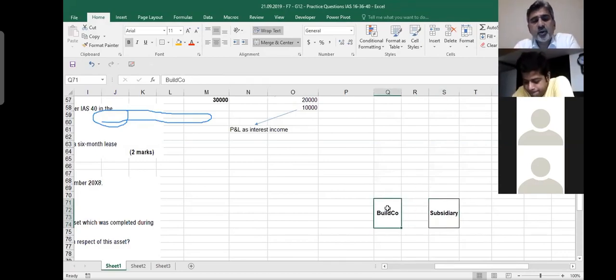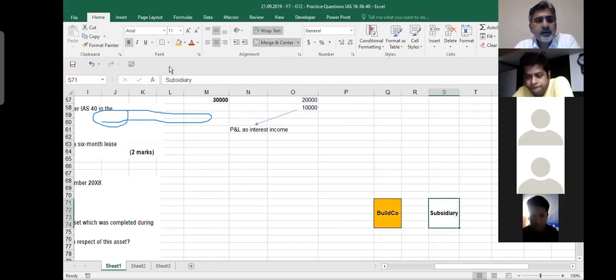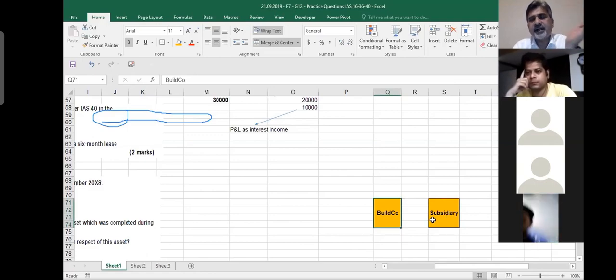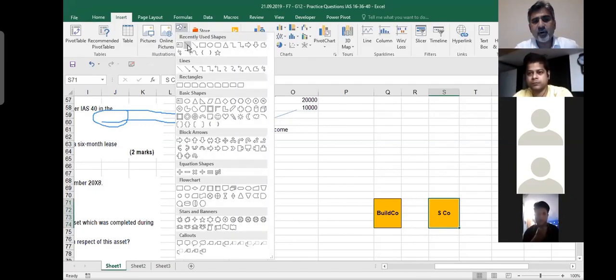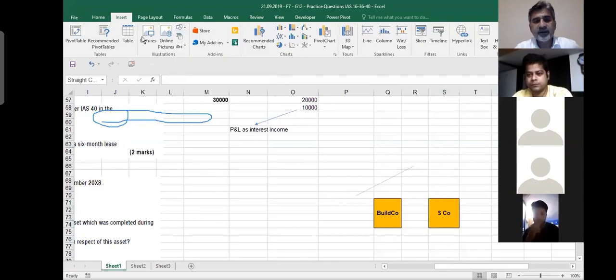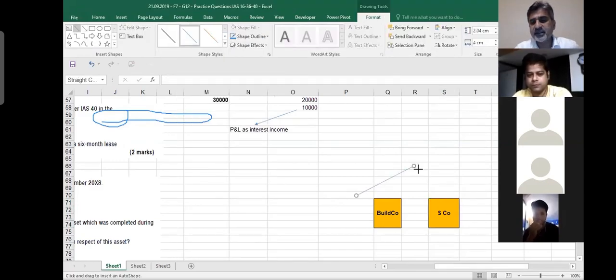You see, you've got here Buildco and you've got your subsidiary. Let's call it S company. Buildco gives the property to S company. For Buildco, it is an investment property because Buildco is not using it, it is used by someone else. S company is someone else. Buildco has given it to someone else. So you can treat it as investment property. But if you are making your group accounting, when you make your consolidated financial statements, group accounting is like this.